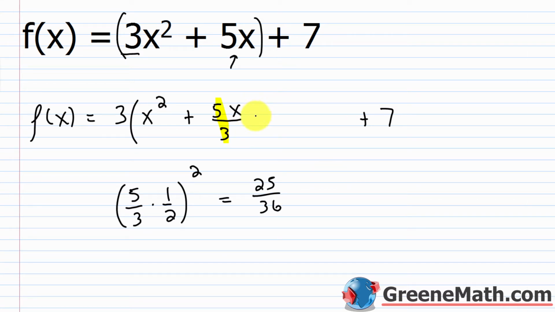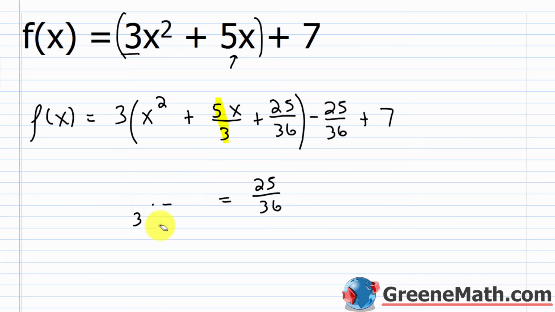So I'm going to show you a common mistake. So plus 25 over 36, close the parentheses, minus 25 over 36. Students will do that, and then they'll continue to solve the problem. This is going to give you the wrong answer. Why do you think that's the case, in case you haven't seen it already?